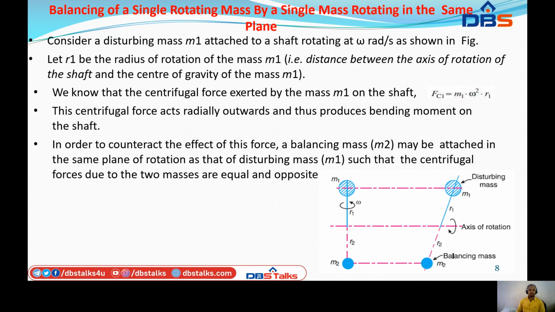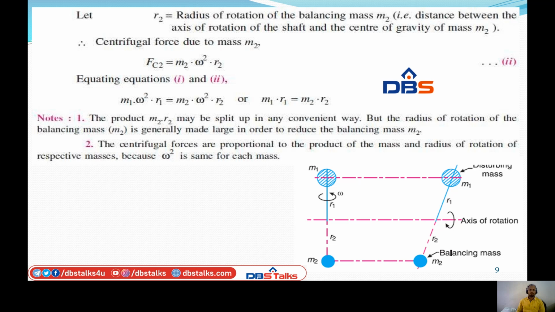Now what is the value of the centrifugal force which is to counteract? Let R2 be the radius of rotation of the balancing mass m2, that is the distance between the axis of rotation of the shaft and the center of gravity of the mass m2. Therefore, the centrifugal force due to the mass m2 is Fc2 equals m2 omega square r2.